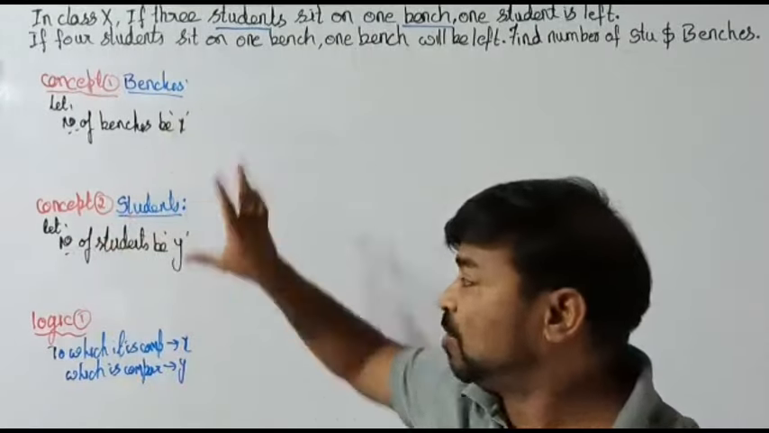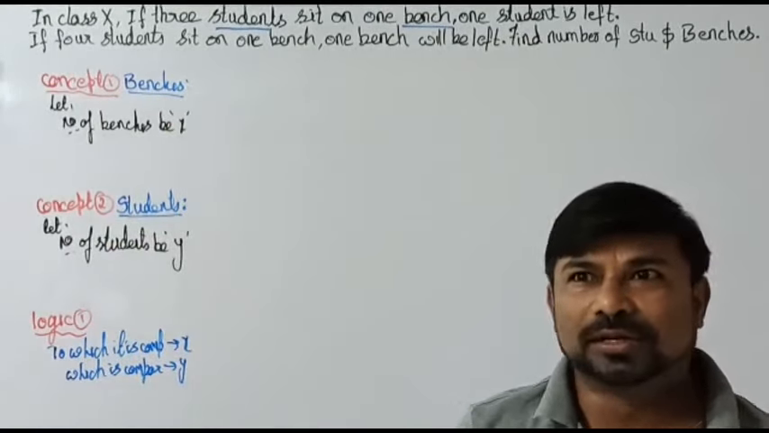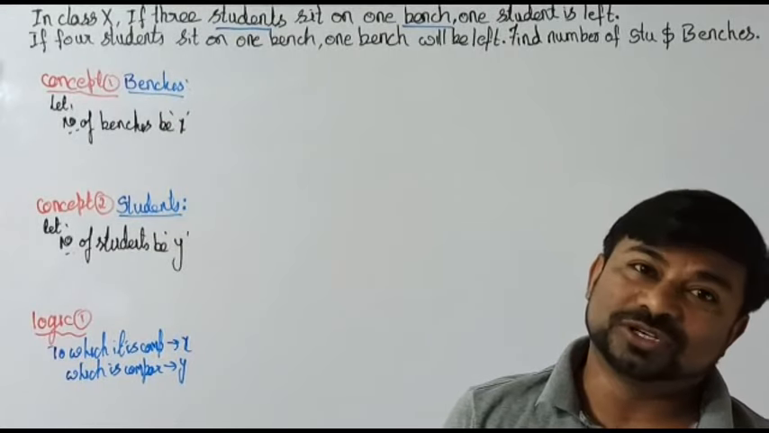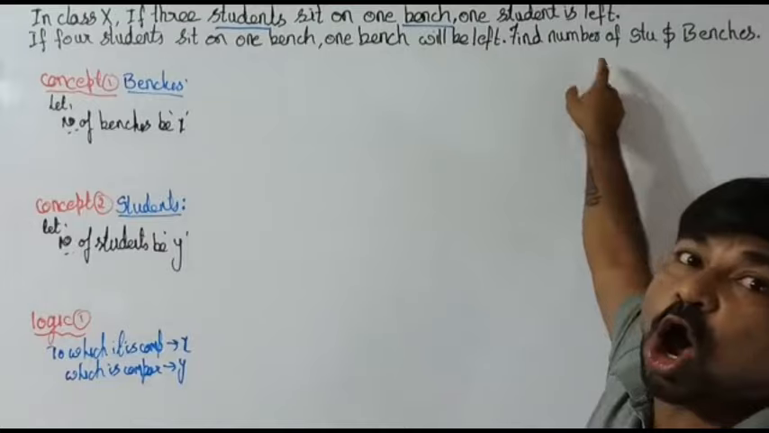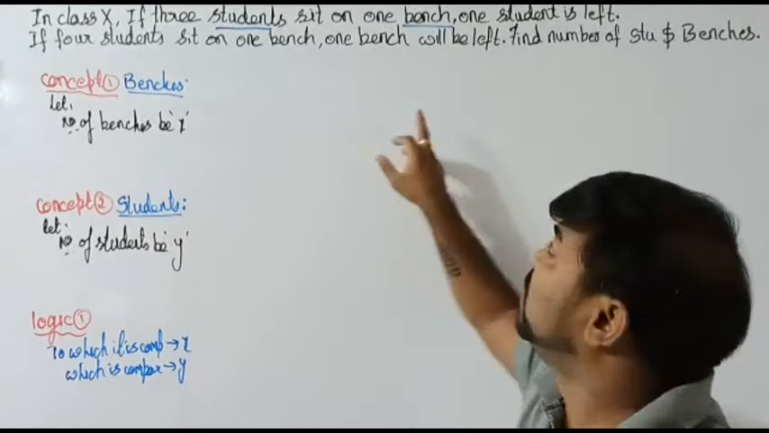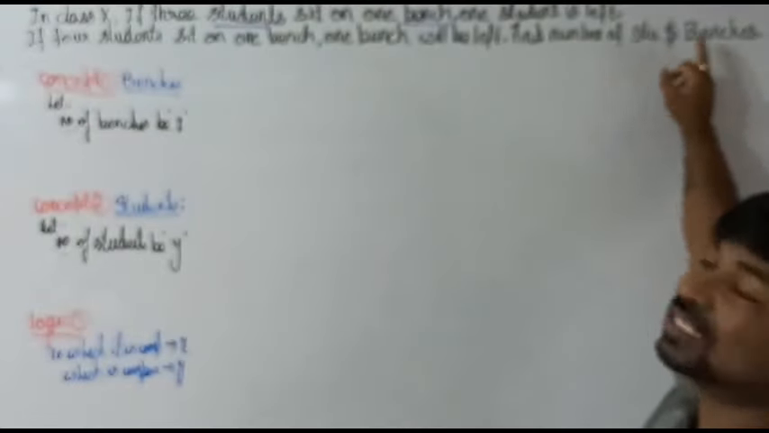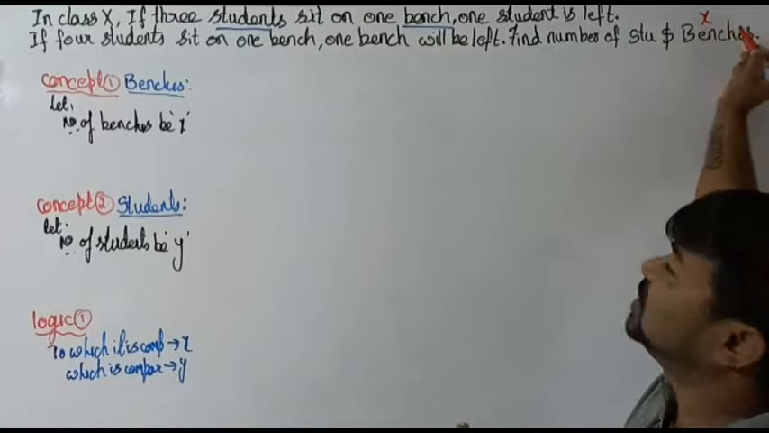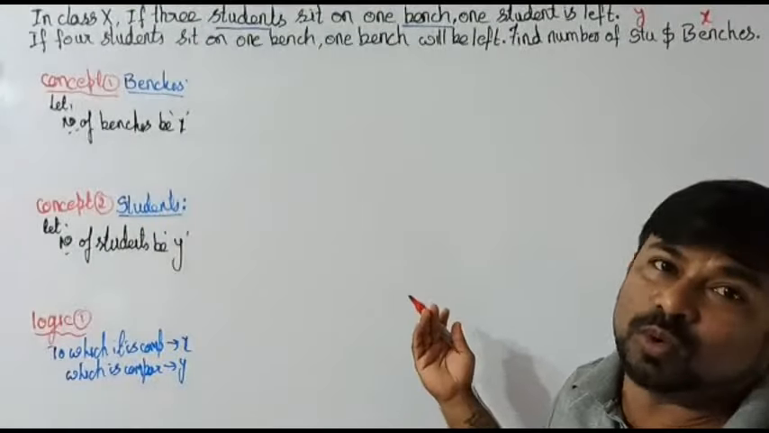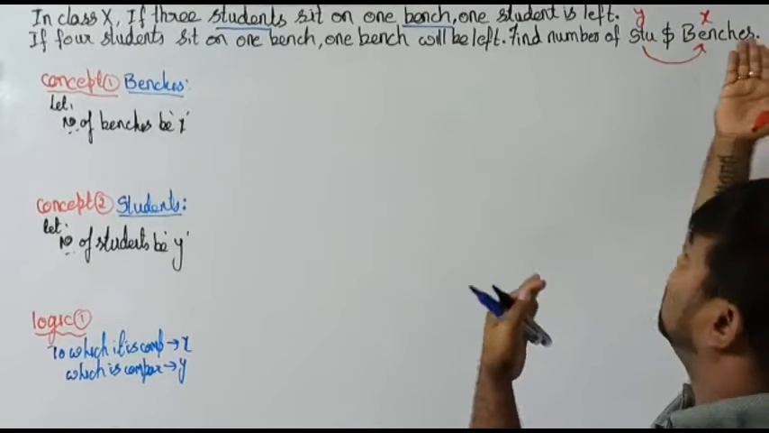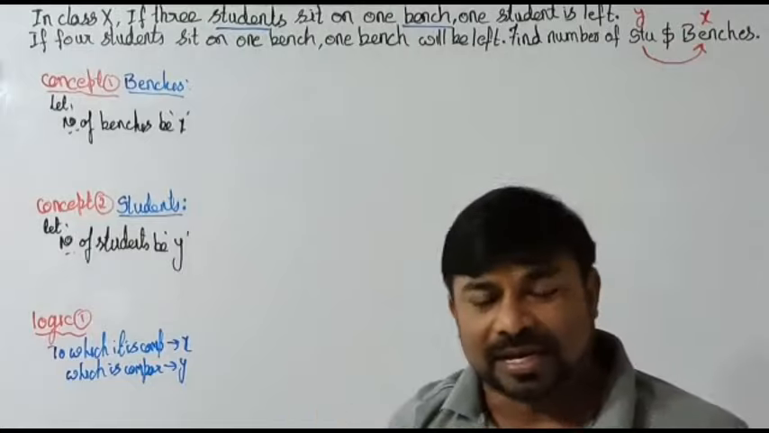Based upon logic one, I have dealt with which are the two concepts and which is x and which is y. The question is we need to find how many students and how many benches. So number of benches I am calling x and number of students I am calling y, because of how the relation is going: the students are compared to the benches.